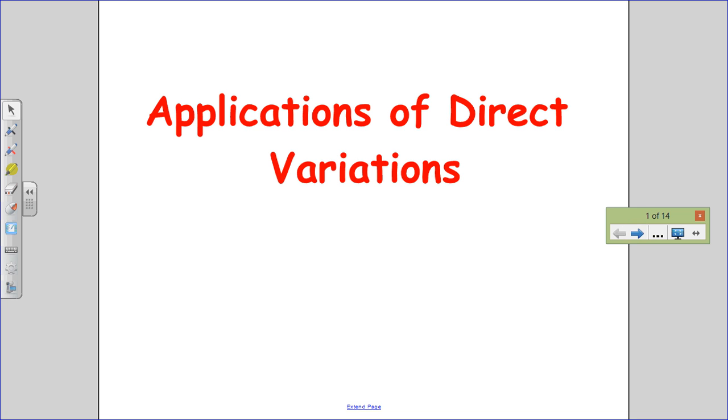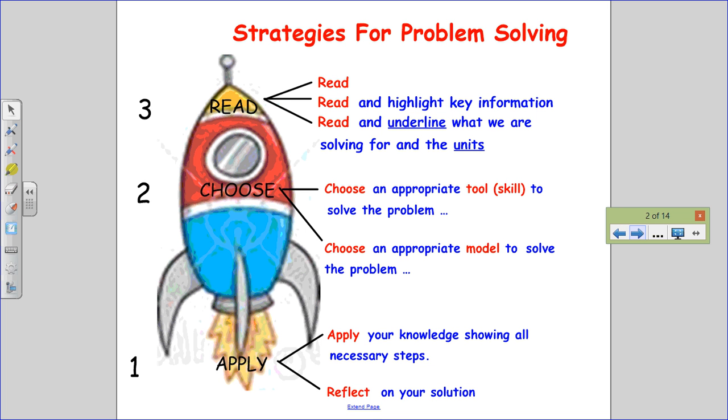Applications of direct variations. I'm going to start reviewing some problem-solving strategies. The first thing we want to remember is we should always read the problem first completely. Then read and highlight the key information. Then read it for a third time, underlining what we're solving for and the units we're using. Then we need to choose a tool or a skill that we've had this semester to solve the problem and create a model. Then we're going to apply all of the knowledge we've accrued to solve the problem. Then we're going to think about whether or not our problem has a reasonable solution.